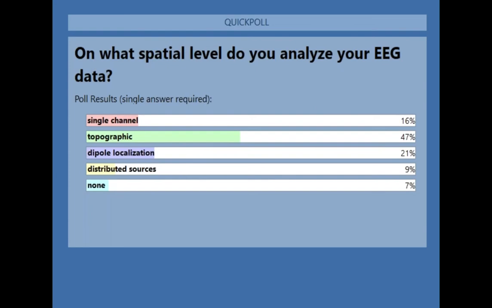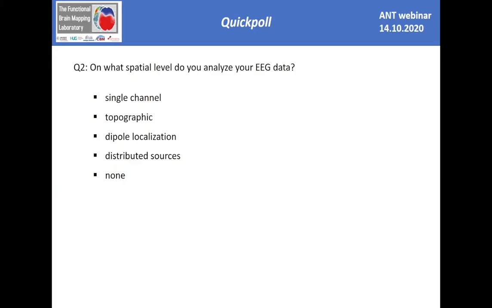Okay, great. So we have already some room for source localization here, because it's only 9%. It's all valid that you look into topographies. It's all great. I'm just, of course, very convinced of EEG source imaging, and that's why we discuss it today.